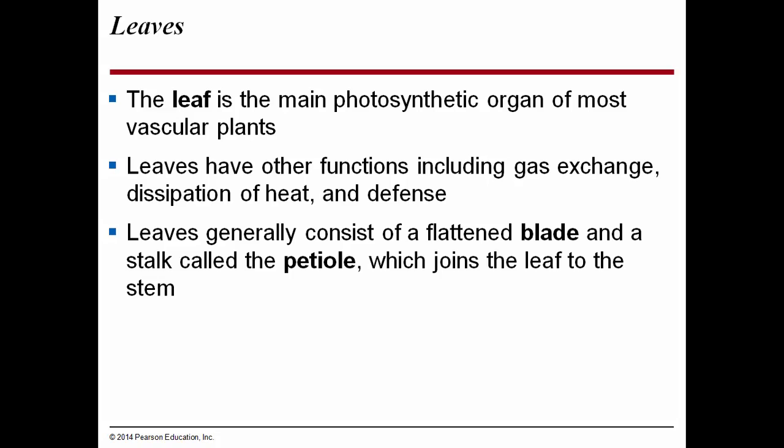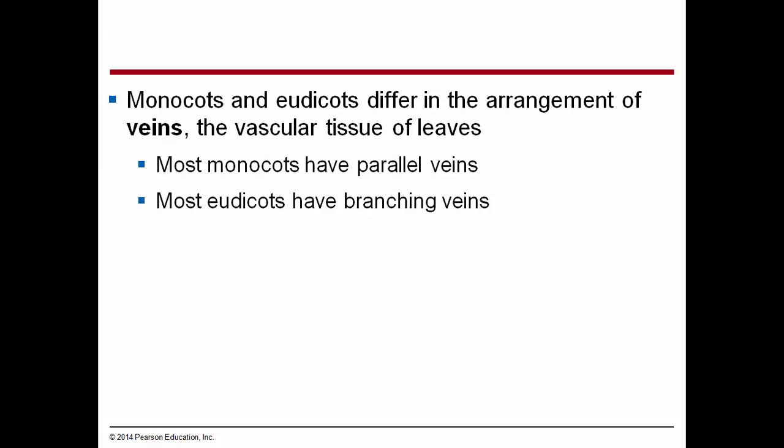A leaf is the main photosynthetic organ of the vascular plants. Leaves have other functions, including gas exchange, dissipation of heat, and defense. Leaves generally consist of a flattened blade and a stalk called the petiole, which joins the leaf to the stem. Monocots and eudicots differ in arrangement of veins, the vascular tissue of leaves. Most monocots have parallel veins, and most eudicots have branching veins.